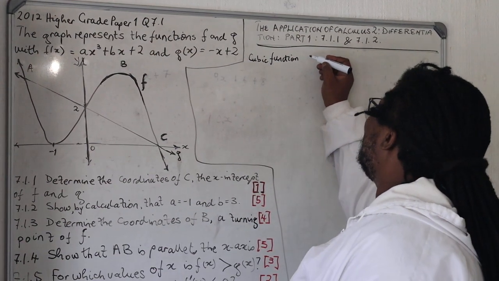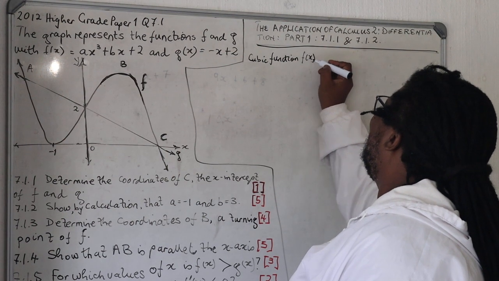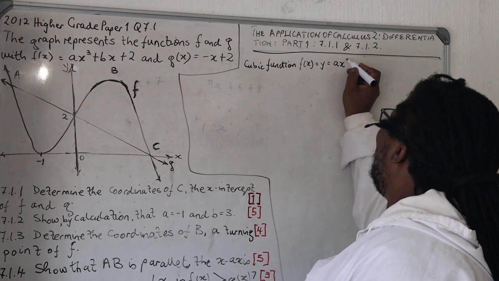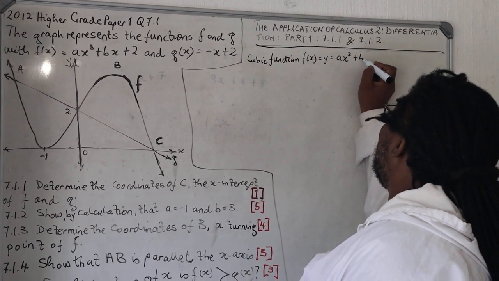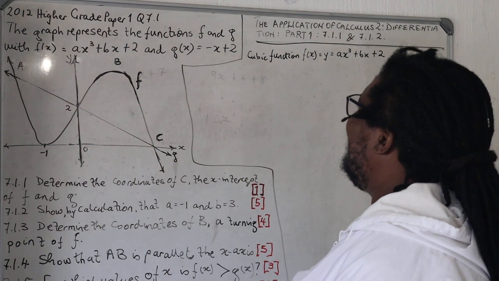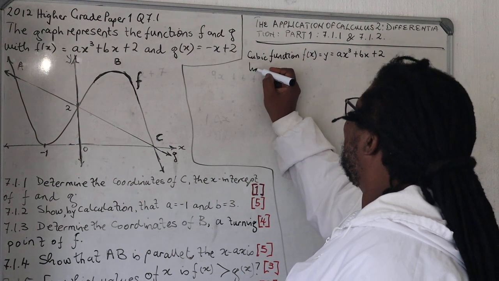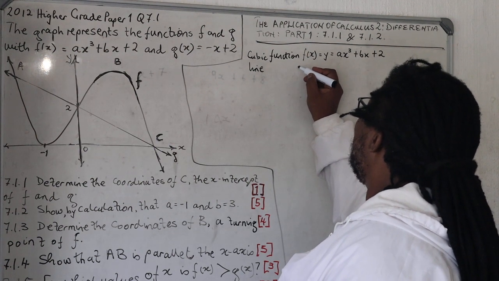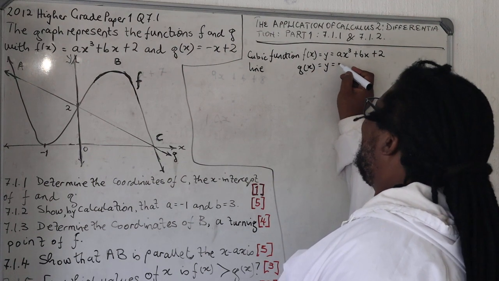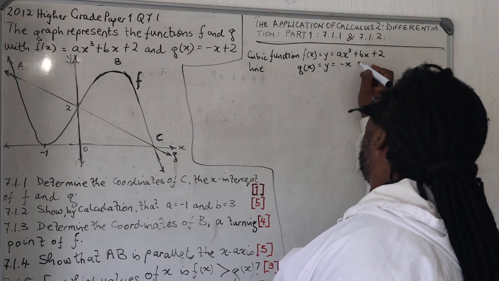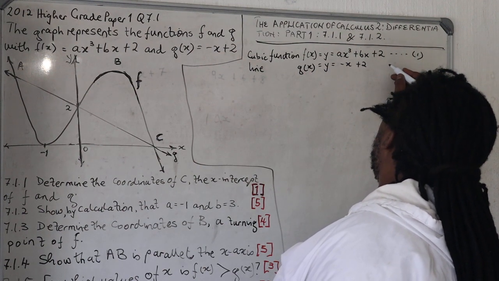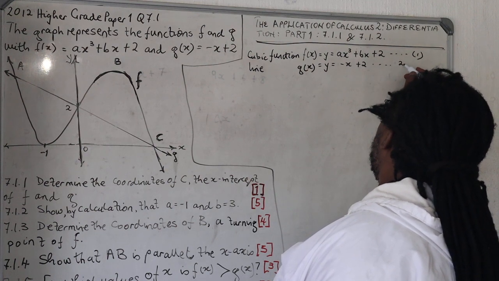So our cubic function is f(x) = y = ax³ + bx + 2, and our line is g(x) = y = -x + 2. We call this our equation 1, and we can call this our equation 2.